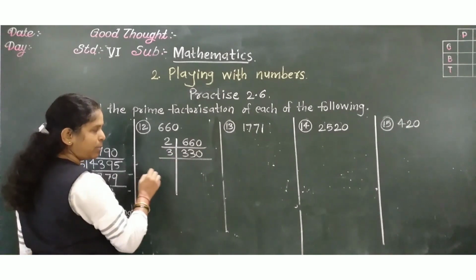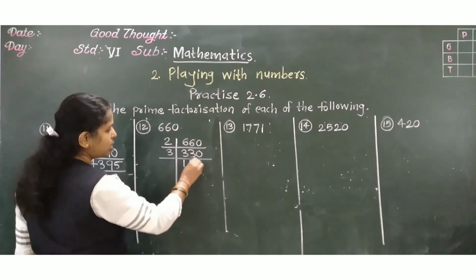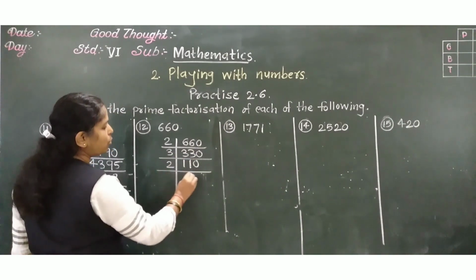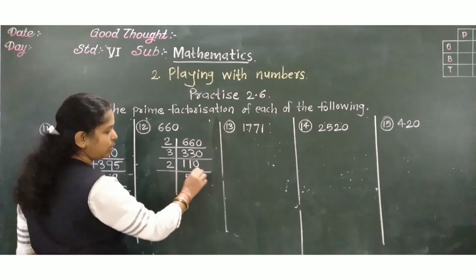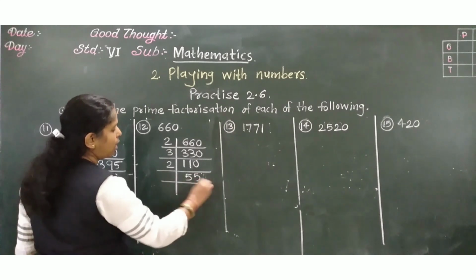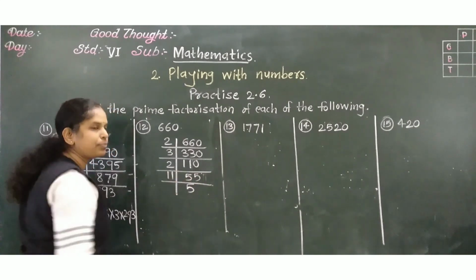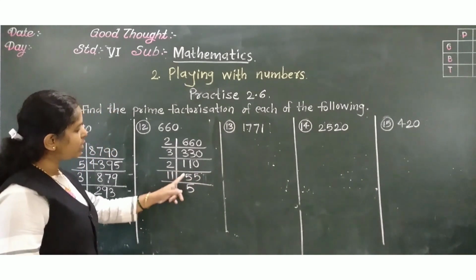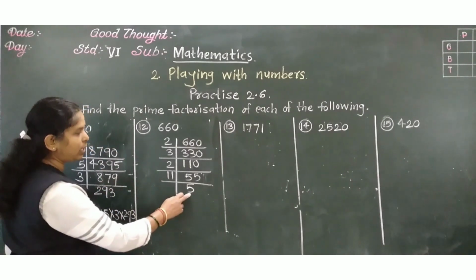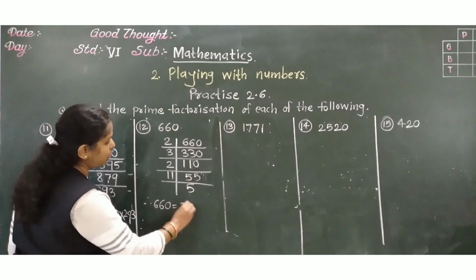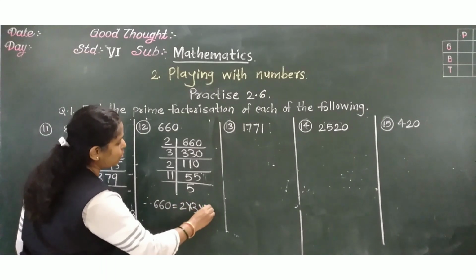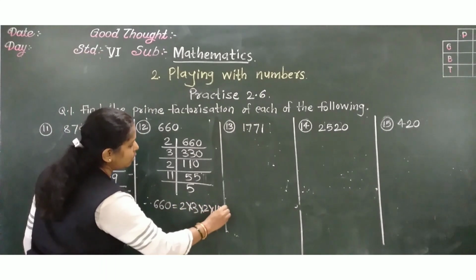Again I will divide by 3. 3 1s are 3, then 0. Divided by 2. 2 5s are 10. This 11 minus 10 is 1. That will form 10. Again 2 5s are 10. 11 5s are 55. So here we got the prime factors. Therefore 660 is equal to 2 into 3 into 2 into 11 into 5.